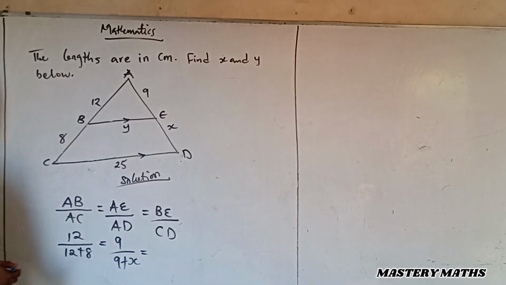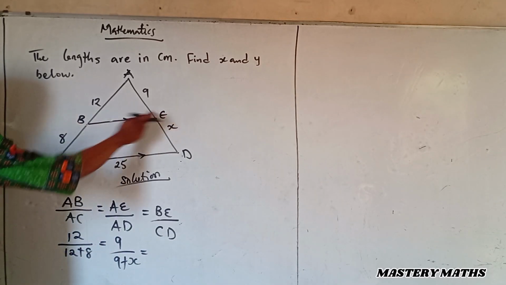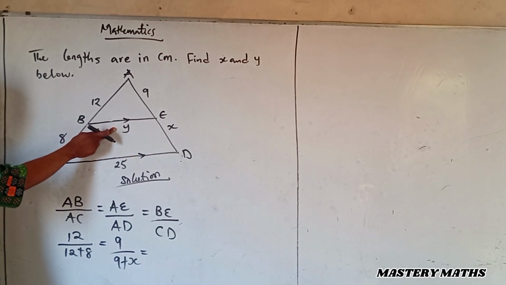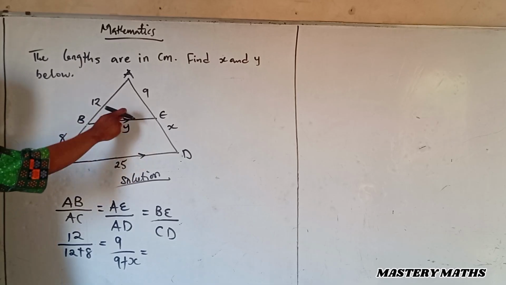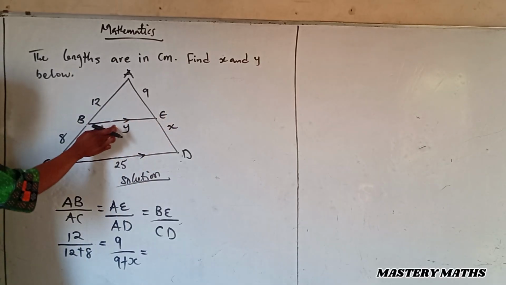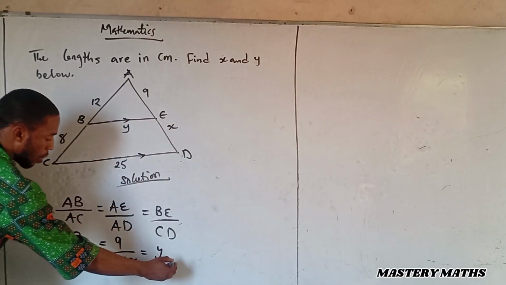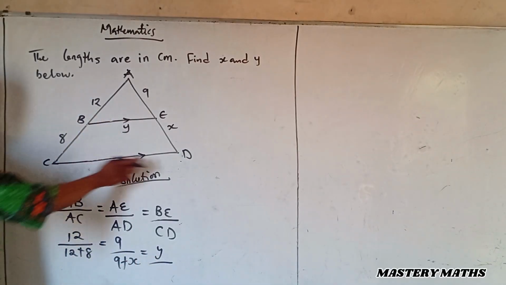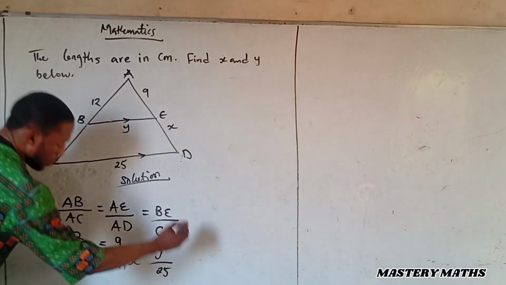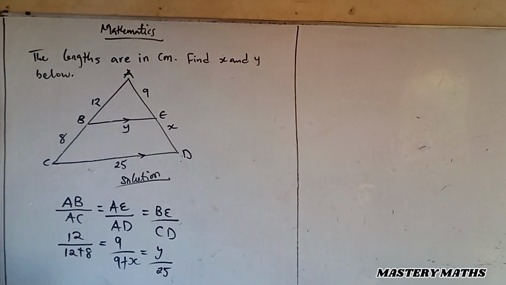Then equal to, then you have your BE. Your BE, there's nothing at the y side. Remember, this is parallel to this. That's why you're having this arrow. Now, this is not given. There's a y there. You put your y. Now, what about your CD? CD is given as 25. Now, we've written them out.